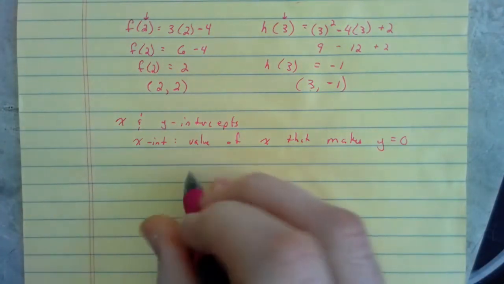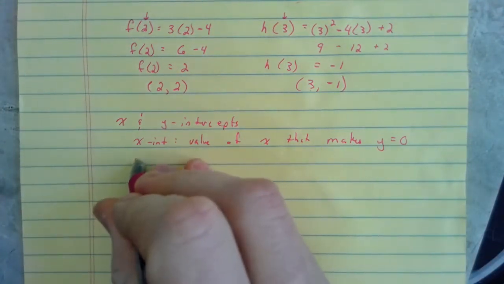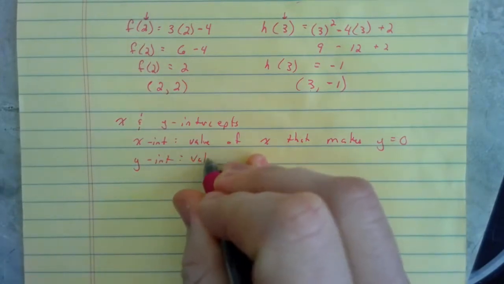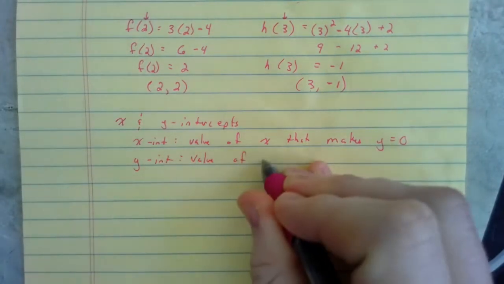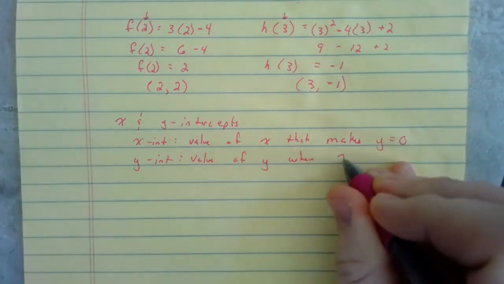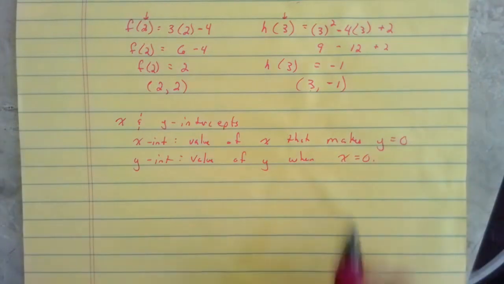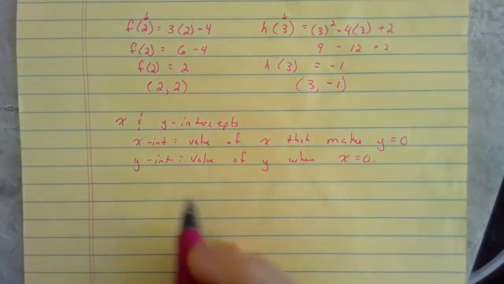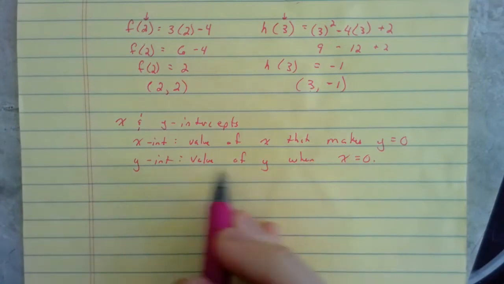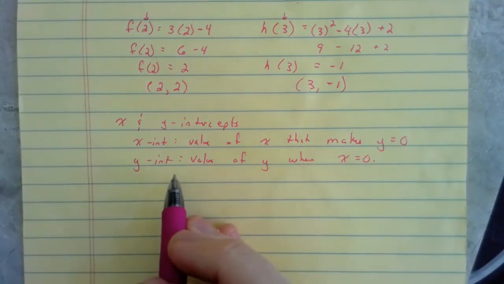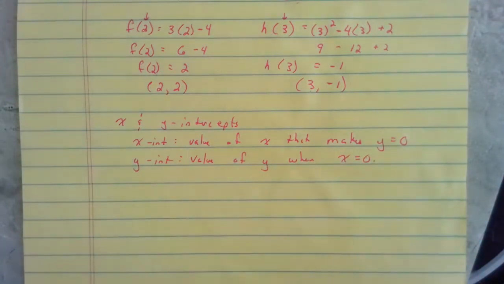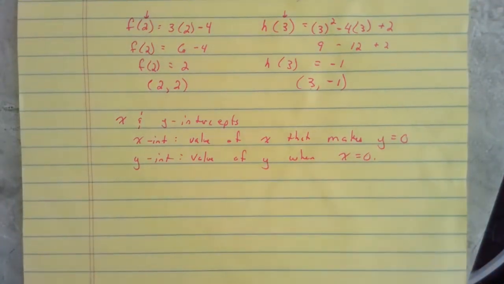Now y-intercepts are a little bit different. A y-intercept is simply the value of y when we let x equal 0. So here we dictate the input. Now there should only be one y-intercept if it is a function, because each input should have a unique output. That means if I put in 0, I should only get one output. So that's what makes it a function.